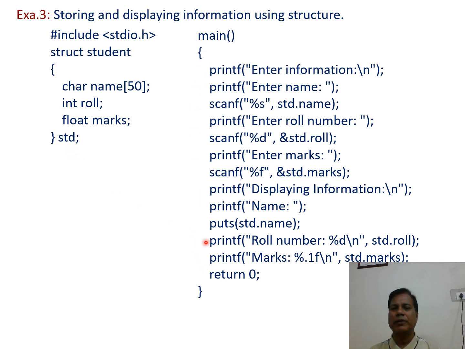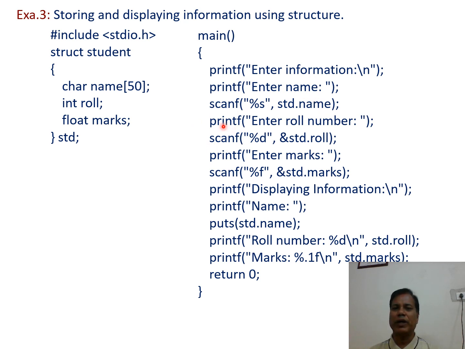So here in the main function, printf "Enter information", that is the record of the student. So printf "Enter name". When the user enters the name of the student, that is copied in and stored with std.name. This is the structure variable, this is the member name of the structure. So using this one we store the name of the student.